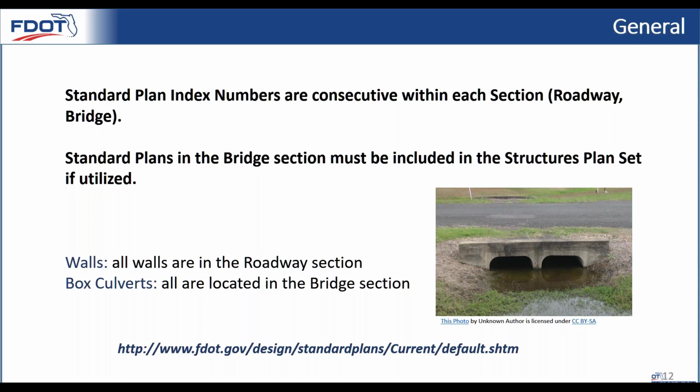The trick to this is first to get into the right section. If it's on a bridge, go to the bridge section. If it's roadway, go to the roadway section. Then think of your specification, like 521 covers concrete barriers and traffic railings. So if it's on a bridge, go to the bridge section to the 521. And there are two items that are not obvious as to their locations. One's walls. All the walls are in roadway section. And box culverts, regardless of the size, are in the bridge section.